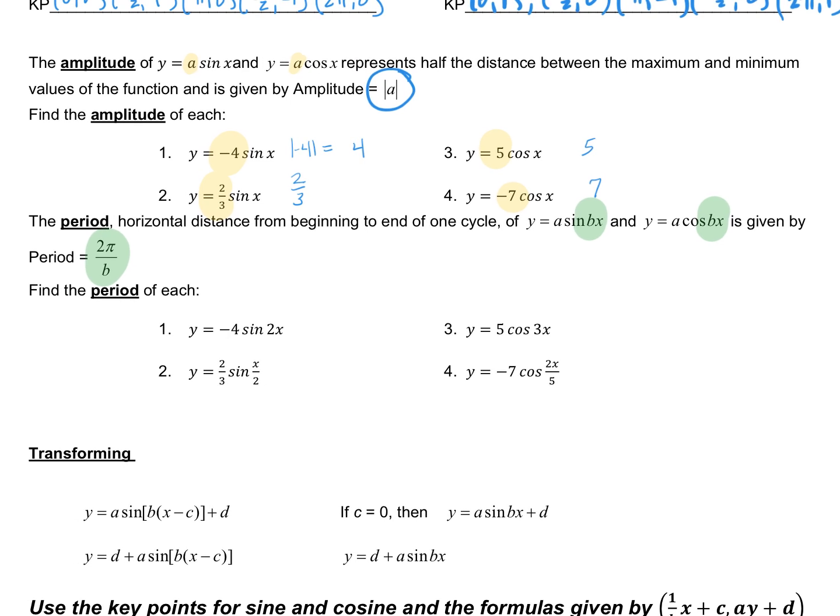So I'm looking at the b values. There's a b value here, there's a b value there, there's a b value right there. Right? So let's look at this. Okay, so what would my period be for number 1? Well, I would do 2 pi over the b value, which is a 2, and that reduces it to a period of pi.